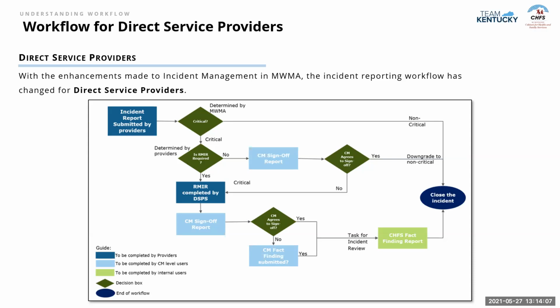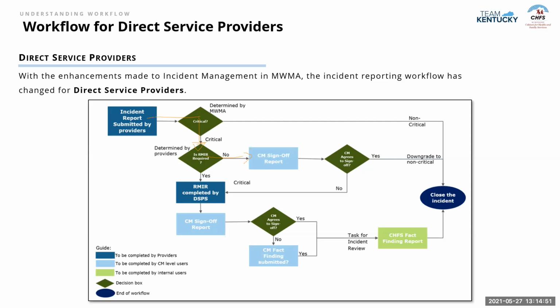Now let's say that an incident was reported by a provider, and this time the incident is critical. So MWMA determines that the incident is critical. At this point, our providers will be prompted to indicate whether or not an RMIR is required. And we're going to go over what that screen looks like here in a bit. So let's say the provider, after reviewing the incident, doesn't think that it could have been prevented and thinks that an RMIR is not necessary. In that case, the incident will just go right along for case manager sign off.